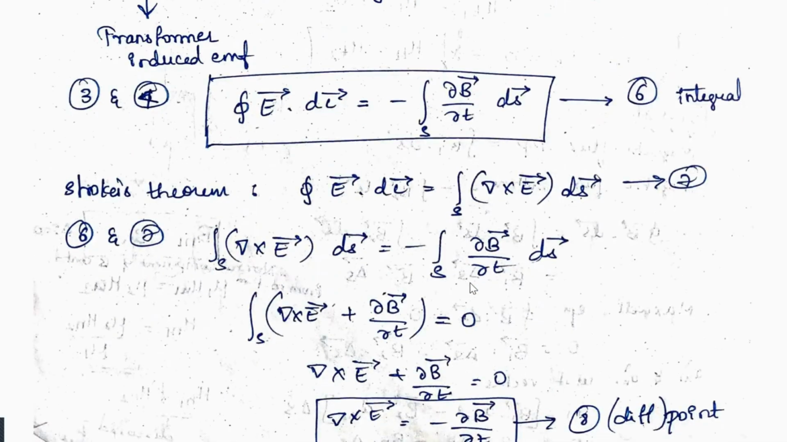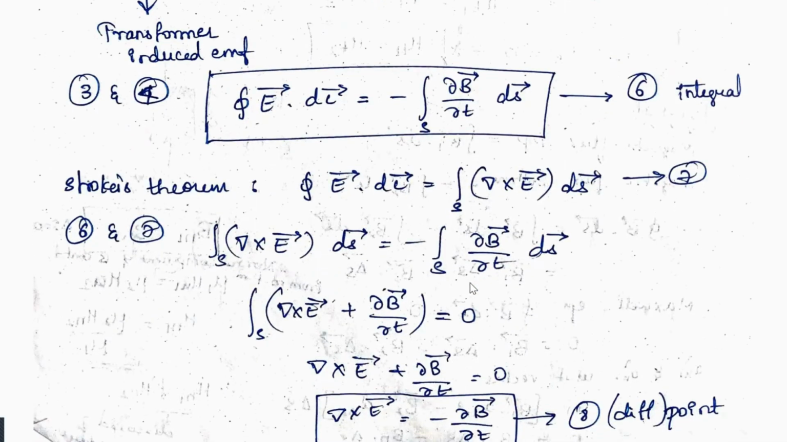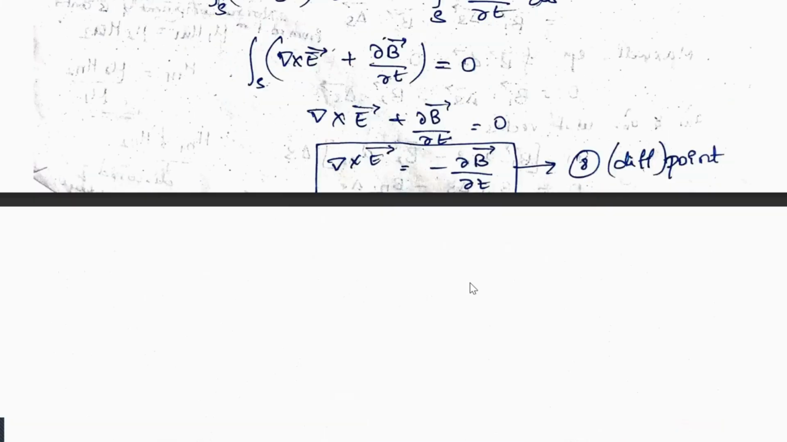By Stokes theorem, we know that the integration of E vector dot dl vector is equal to the surface integral of del cross E vector dot ds vector. This is equation 7. So from equations 6 and 7, on equating them, we get that the surface integral of del cross E vector dot ds vector is equal to minus the surface integral of ∂B vector by ∂t dot ds vector. So del cross E vector plus ∂B vector by ∂t, the integration gets removed, is equal to 0. So del cross E vector is minus ∂B vector divided by ∂t, which is our equation 8, and that is the differential point form.